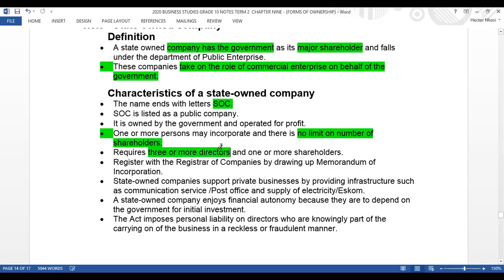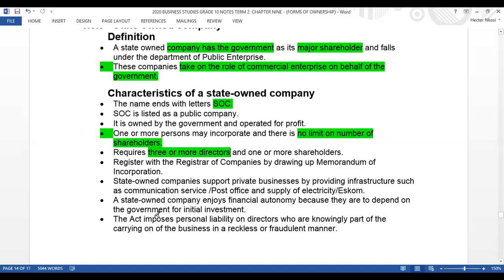3 or more directors and 1 or more shareholders, right? So a shareholder can be 1, 2, 3, 4, 5, up to infinity, right? Then it says state-owned companies support private business by providing infrastructure such as communication service, post office, and supply of electricity or ESCOM. Also, a state-owned company enjoys financial autonomy because they do not depend on the government for the initial investment, right?